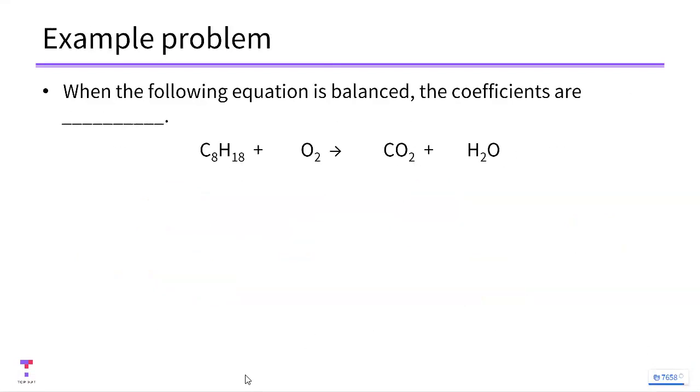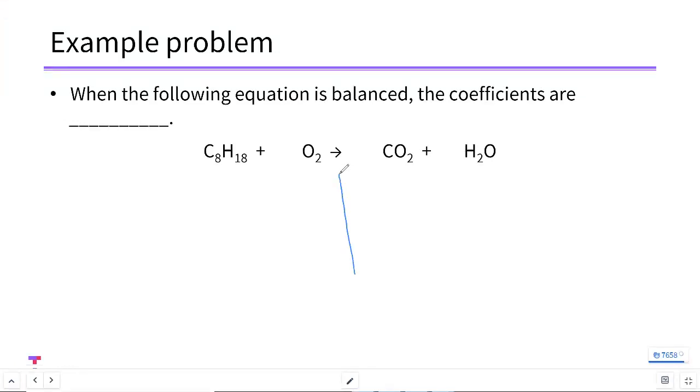Let's take a look at some other examples. So here I have the example of, I've got octane, C8H18, reacting with oxygen to make carbon dioxide and water. Right away, I should recognize this as a combustion reaction. I've got a hydrocarbon reacting with oxygen. The products are carbon dioxide and water.